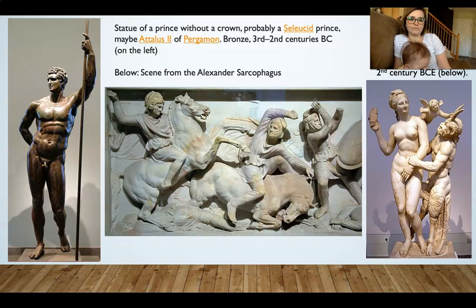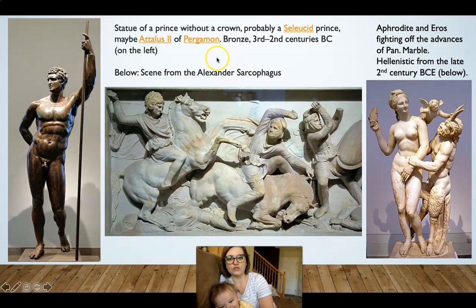So we've got a couple different things going on here. Got a statue of a prince without a crown. Not really sure who it is, but it's right here. Similar to what you might see, like the Statue of David. Okay. Here's a scene from the Alexander sarcophagus, so Alexander the Great. And then Aphrodite and Eros fighting off the advances of Pan, the god of debauchery, I think. I could be wrong. But it's who Peter Pan is based off of. So, this is Aphrodite, this is Eros, and this is Pan.